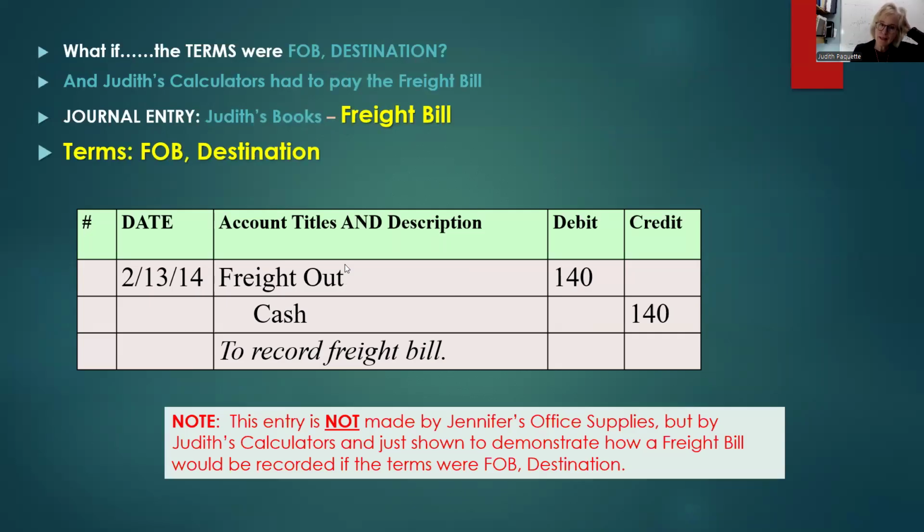All right. Now, if the terms were not FOB shipping point, if the seller paid the freight, then the buyer wouldn't book any entry for the $140, and the seller would book this entry, freight out and cash. Freight out is an expense. Why doesn't it say freight out expense? I don't know. It's just practice.